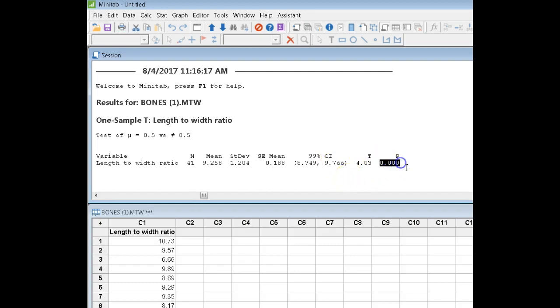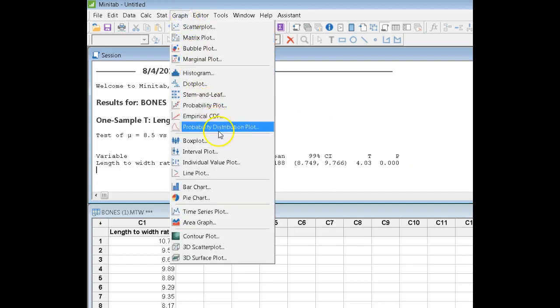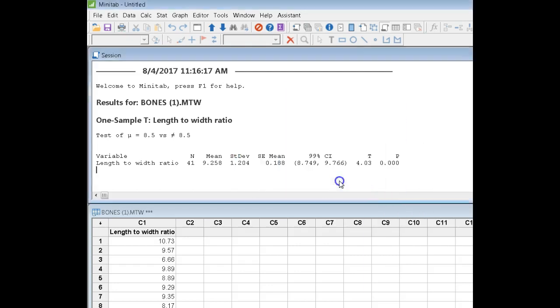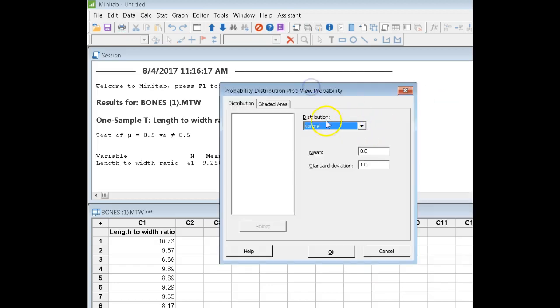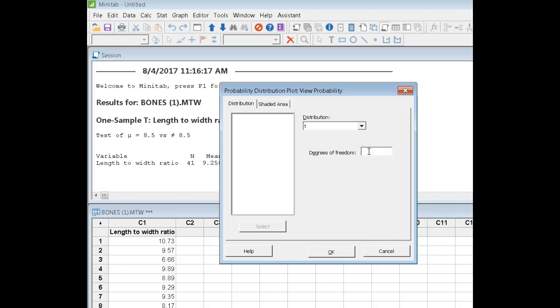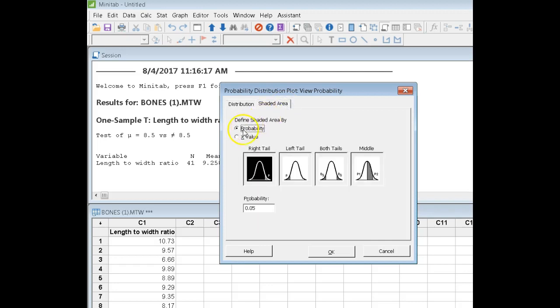Alright, if I wanted to get an exactly correct p-value, I could use the Graph tab, Probability Distribution Plot, View Probability. I want to see area under the curve. You have to change it from the normal distribution down to the t. We know we're dealing with 40 degrees of freedom. We want to find area under the curve, so that's the shaded area. We are going to give it a t-value. Now I know it says x, but that's just the default in Minitab. Okay, we worked our test statistic out to be 4.031.